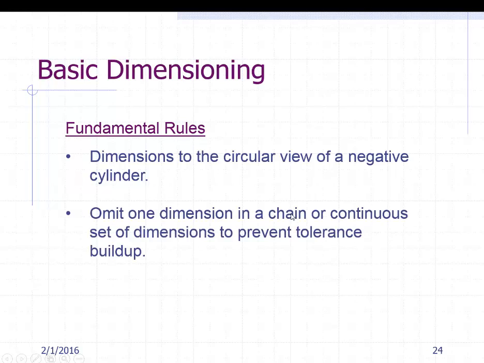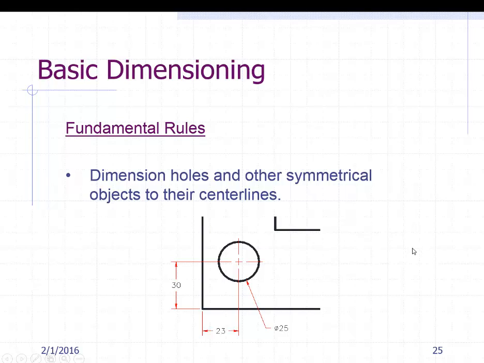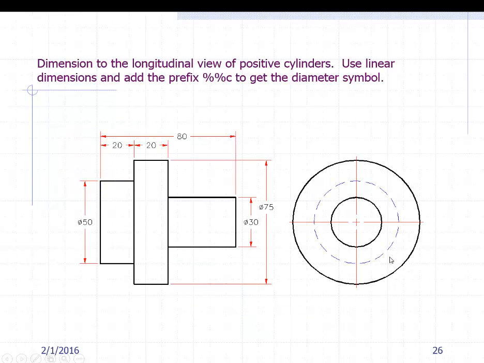And then again, the circular view of a negative, a hole. We talked about omitting one in a chain, and we talked about using the dimension tool diameter on full circles and radius on arcs, and then going to their center lines for their locations. So here's an example of some positive cylinders and how they should be called out.